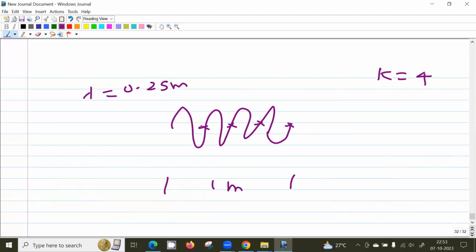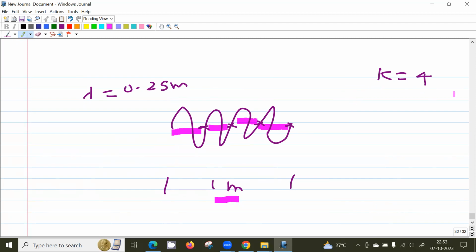Got it? I'll repeat it. This is the first wavelength, this is the second wavelength, third and fourth. So 4 wavelengths are there in 1 meter. Okay, that means lambda is 0.25 meters.